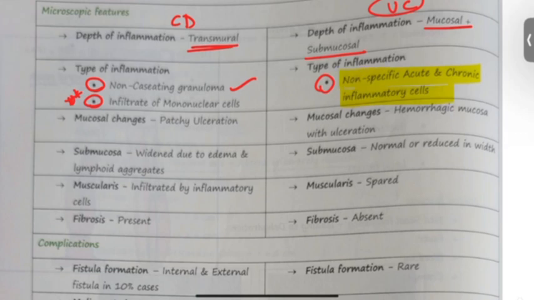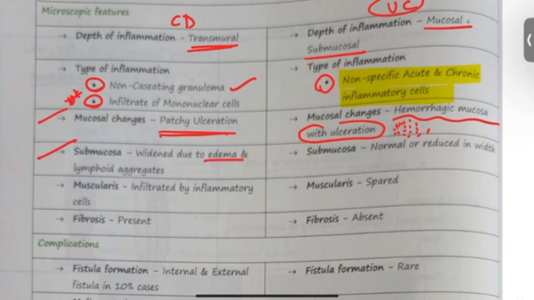Okay, mucosal changes. What will be the mucosal changes in case of Crohn's disease? There will be only patchy ulceration, but in case of ulcerative colitis there will be hemorrhagic mucosa with ulceration. Fine mucosal granularity was seen anta ಓದಿದ್ವಿ. There is hemorrhagic mucosa with ulcerations. Okay, submucosa, this was about mucosa. Submucosa widened due to edema and lymphoid aggregates. We all know lymphatic tissue is present in submucosa in case of GIT. Okay, so because of that reason there will be lymphoid aggregates and edema will be there.